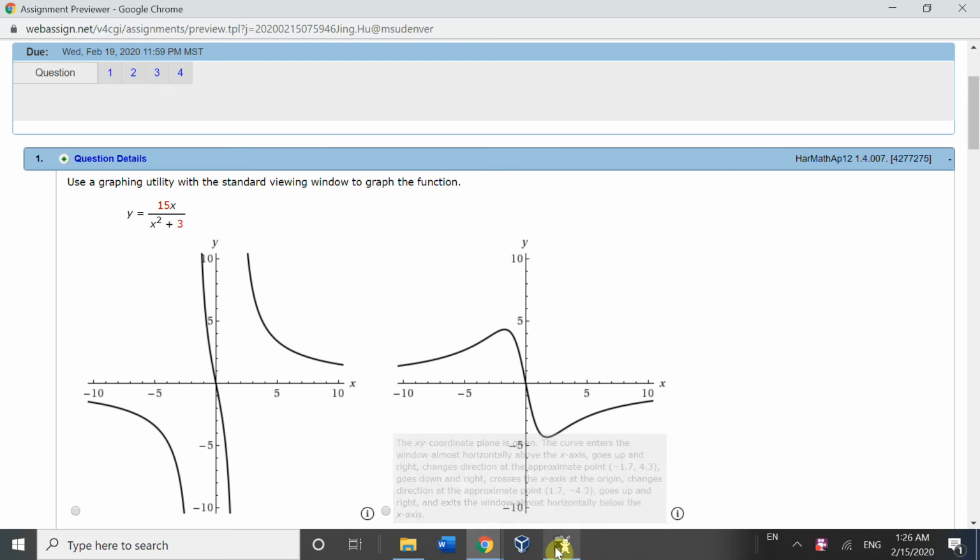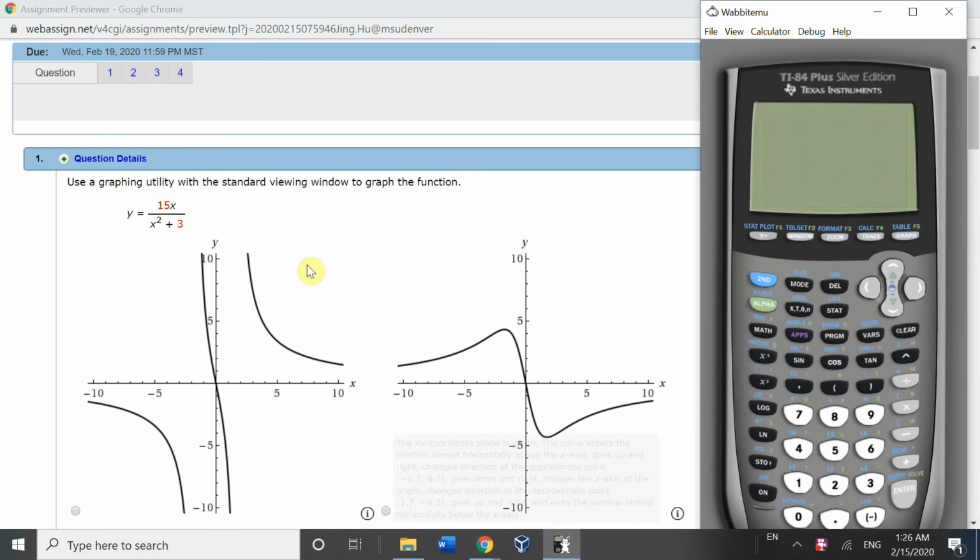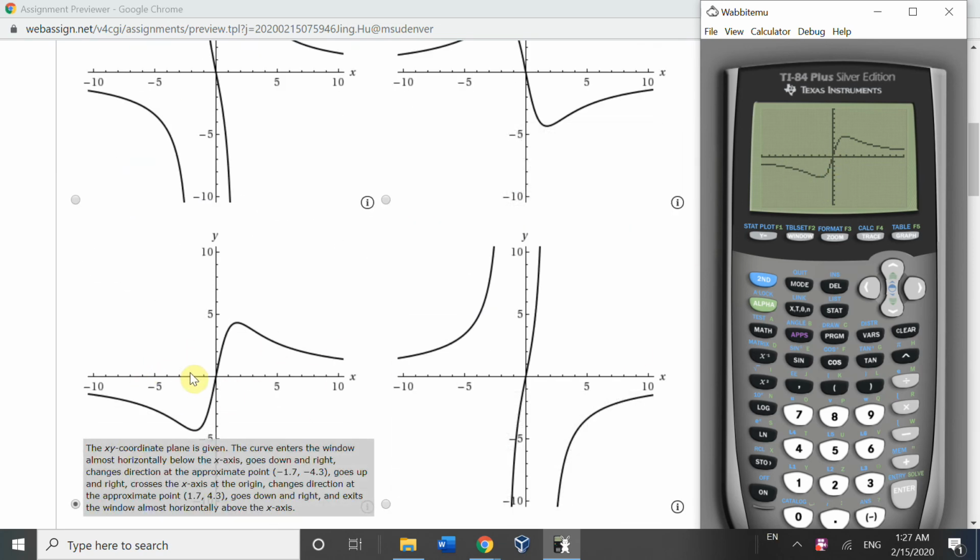We could use a calculator, like for the first one. I already inputted the function. You input the function here, you press y equals, so you could type the function in. Be careful, just be generous, use parentheses. If you don't have the parentheses for this denominator, then the function turns out to be 15x divided by x squared, then this fraction plus 3. Then you see this graph, and you would choose this answer.